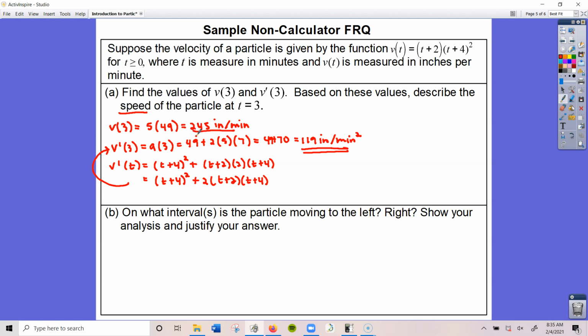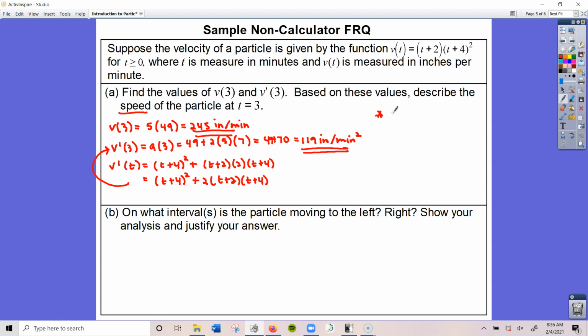Now, the speed, because that's what it's asking about, based on these values, describe the speed of the particle. The speed of the particle is increasing if the sign of velocity and acceleration are the same, and the speed of the particle is decreasing if the signs are opposite. Since both are positive here, it doesn't matter that they're positive. It matters that they're both the same sign, which they are. That means that the speed would be increasing.